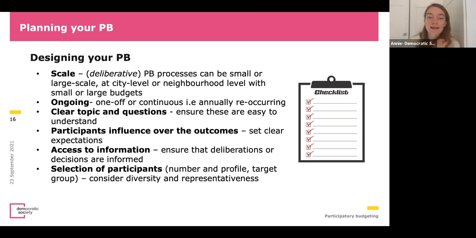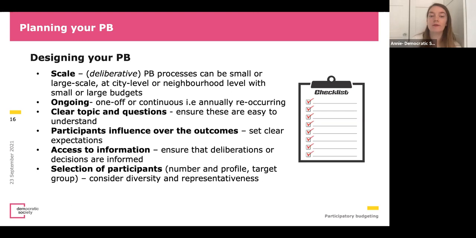And then participants' influence over the outcome. So this is really important as well. So what influence do people have? Are they making the final decision, or are they just inputting? So just making that very clear to people, what is happening with their decision making or their ideas.